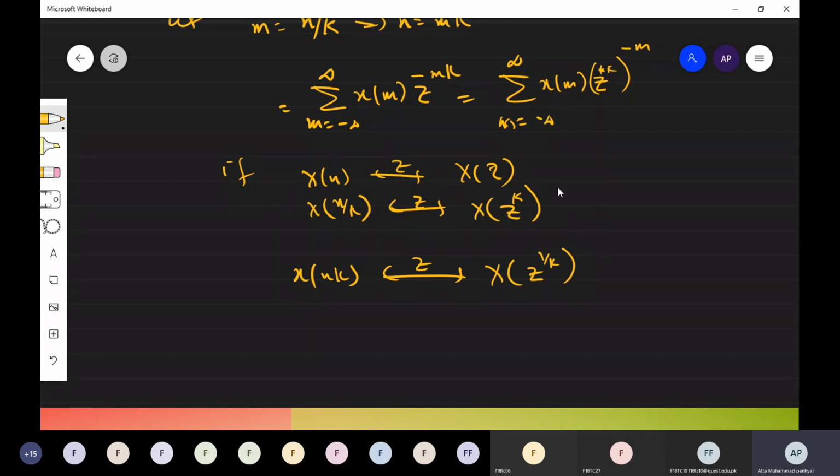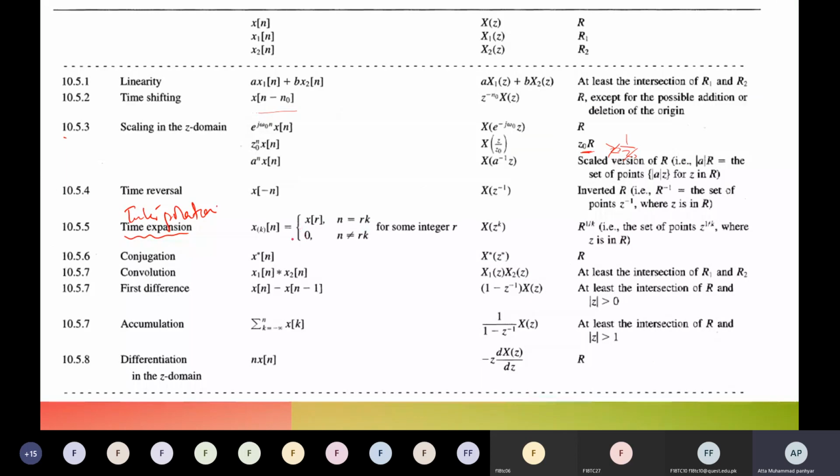right? What about ROC? If the ROC of our original signal is R, then ROC of this signal must be R power 1 by k, right? So this is our time expansion, right? You can see ROC is 1 by k. So what about conjugate property? We are coming to conjugate property in a while.